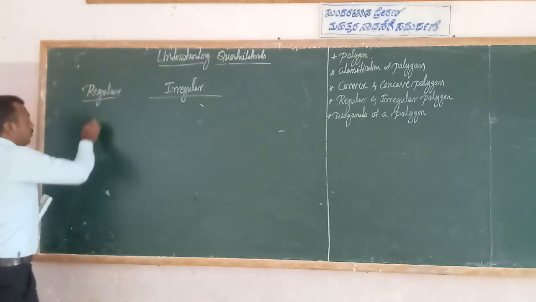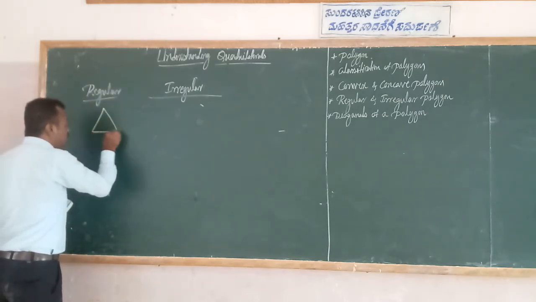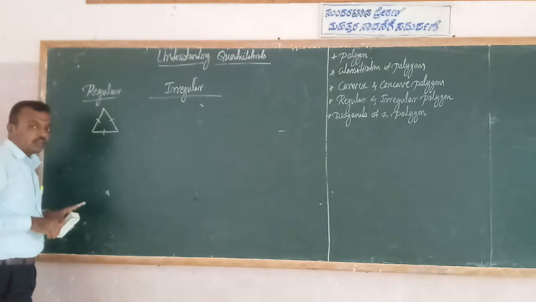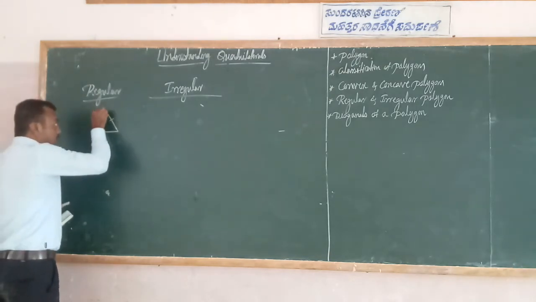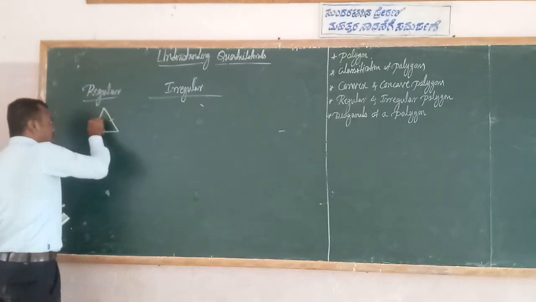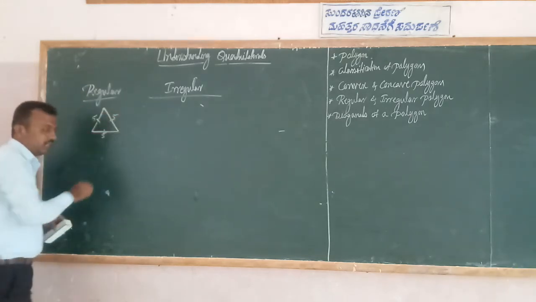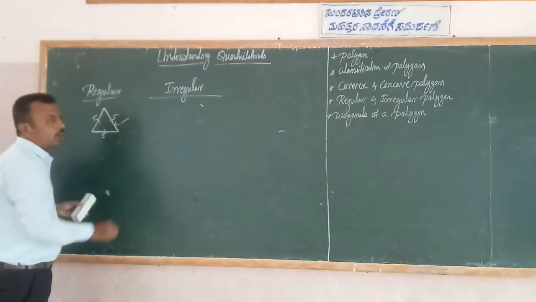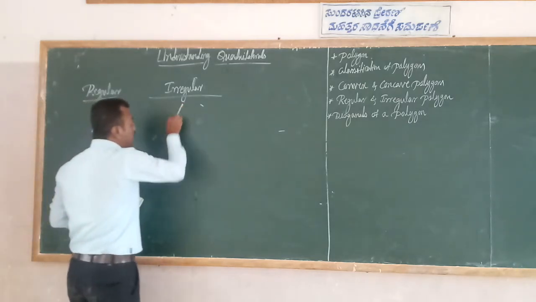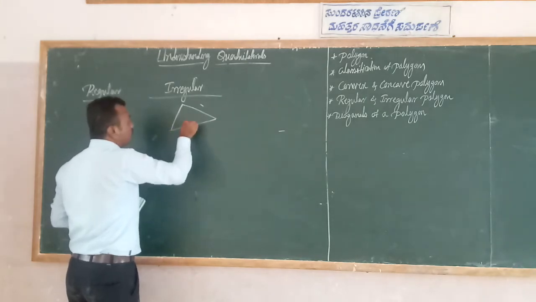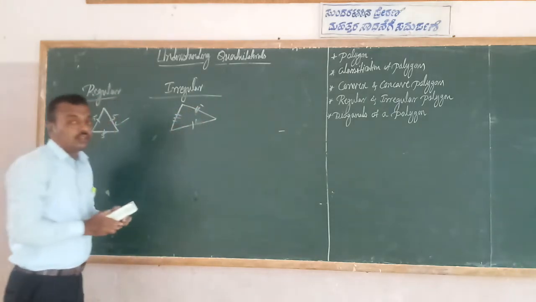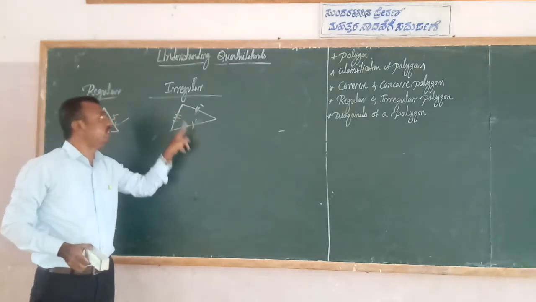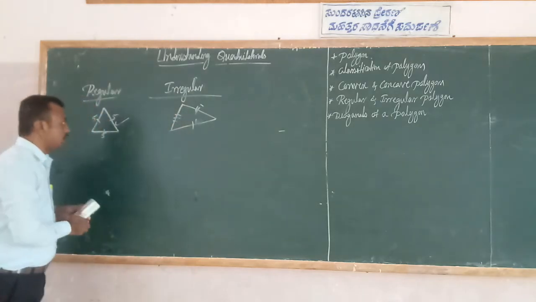For example, this is a triangle. How many sides are there? 3 sides. Therefore, a 3-sided polygon is called a triangle. See, in this triangle, suppose all sides are equal. For example, this is 5 cm, this is also 5 cm, this is also 5 cm. When all the sides are equal, then it is called a regular polygon. Irregular polygons are like this. These are not equal. All sides are unequal. When all sides or all angles are unequal, it is called an irregular polygon.